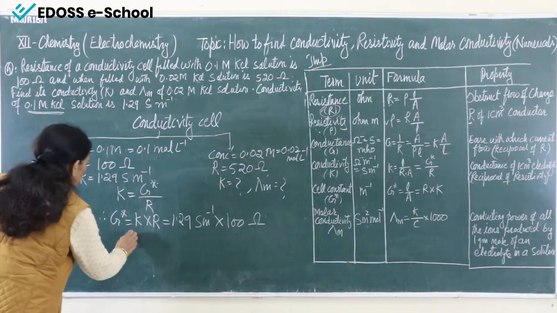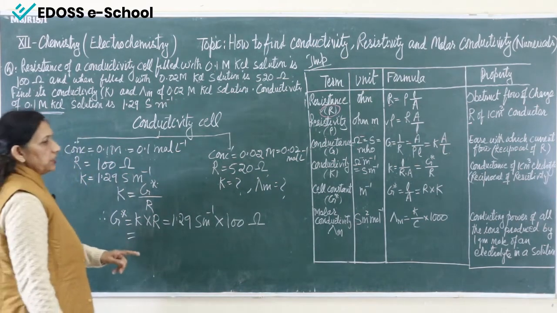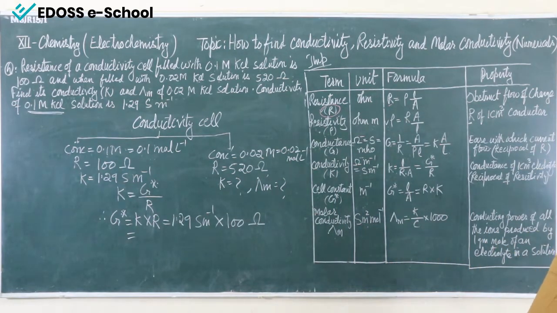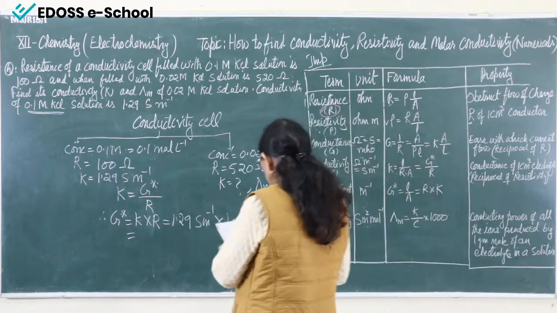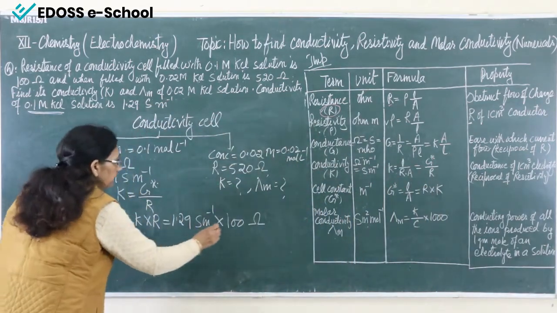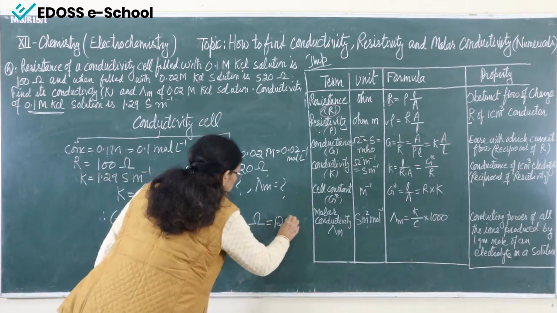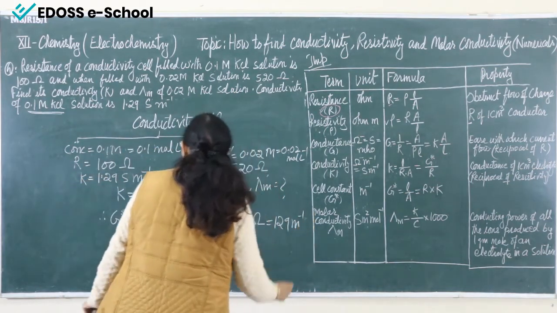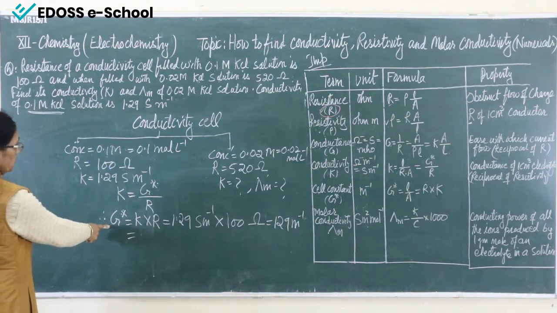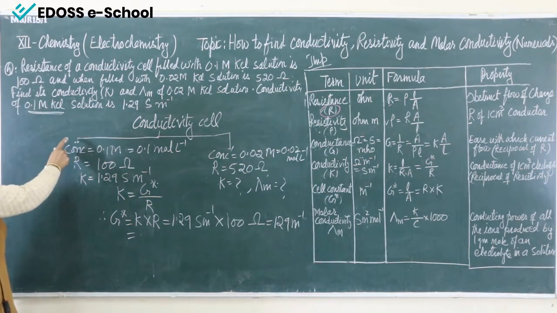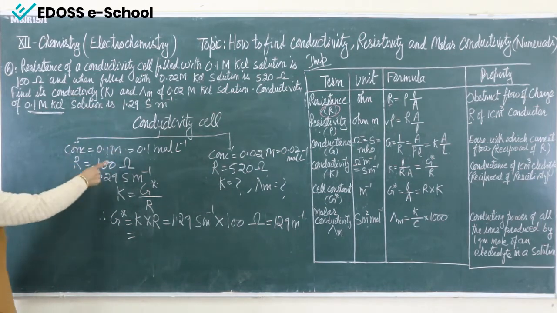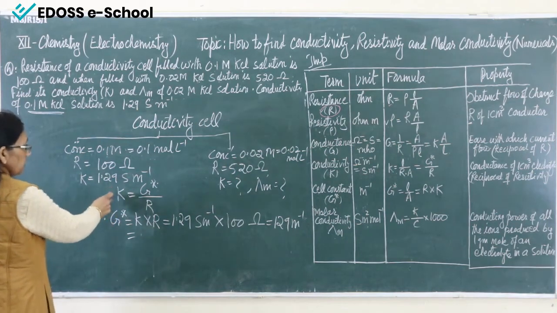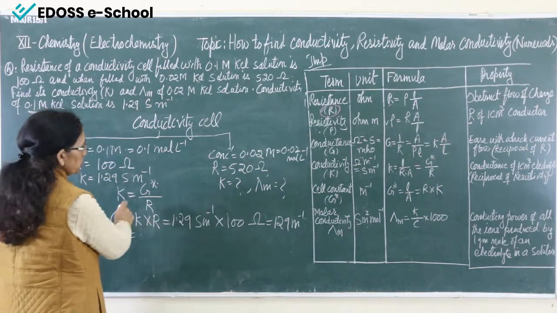Now calculate it, and after calculating we will get the value. This will come 129, so this is equal to 129 per meter. So with the help of this solution, we can find the cell constant of the conductivity cell. Now the cell constant is known to us.